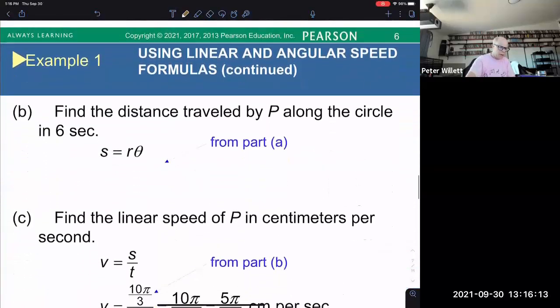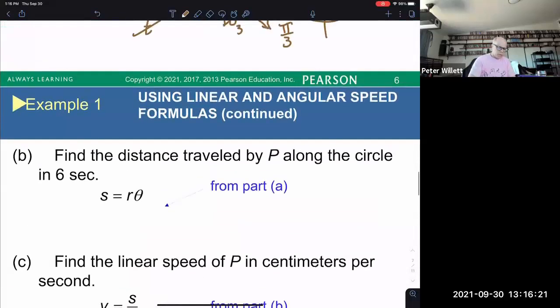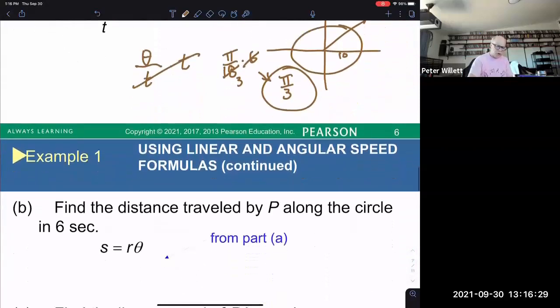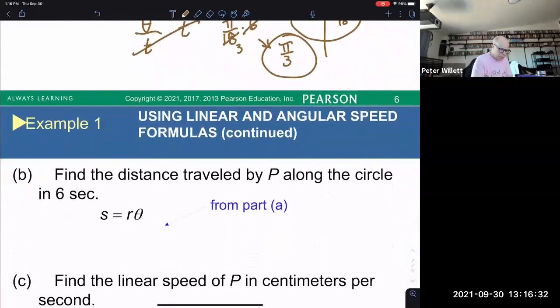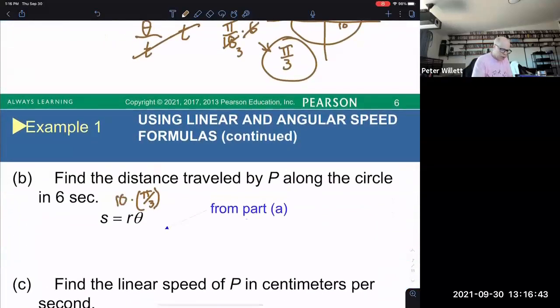Let's take a look. Find the distance traveled by P along the circle in 6 seconds from part A. All right, so as we saw in part A, that you've traveled pi over 3. That's the radial distance that you've traveled. And remember, so now we know that pi over 3 is theta here. And the radius was given to be 10, I think. Yeah, 10 centimeters. So if I multiply that by the radius of 10, then I get 10 pi over 3, and this is in centimeters is the length that they're using here.